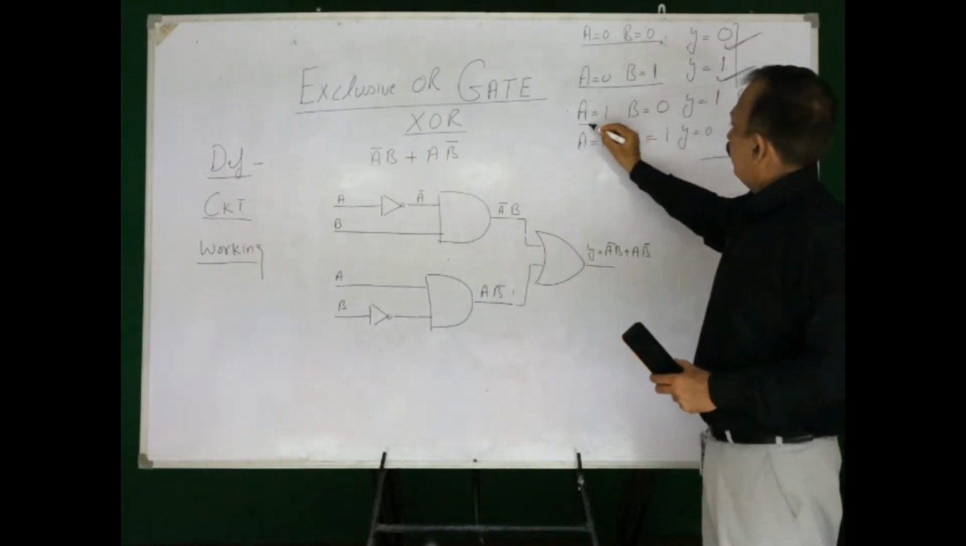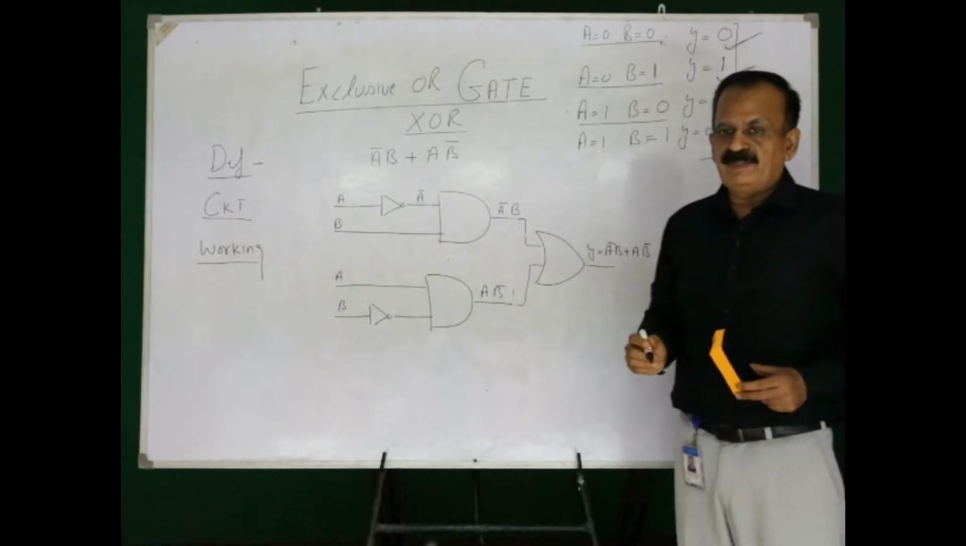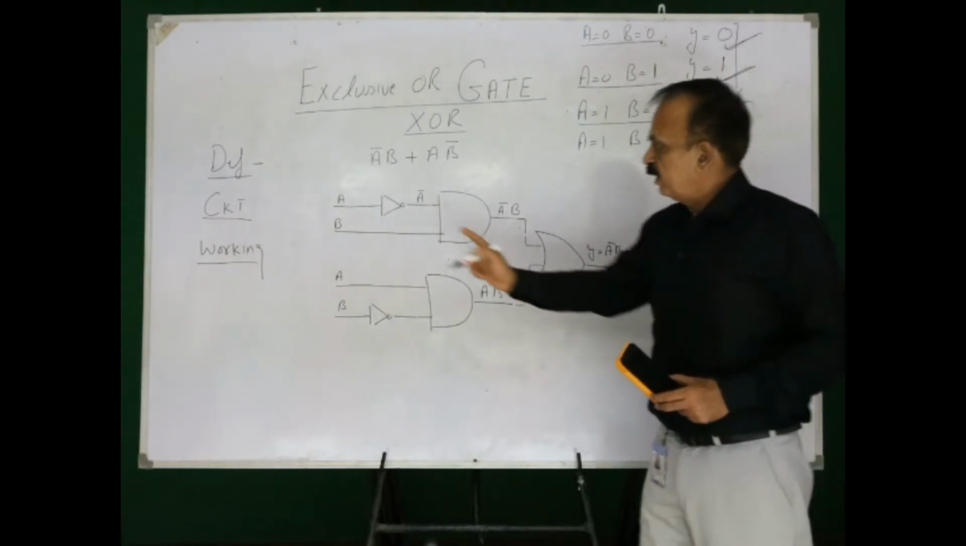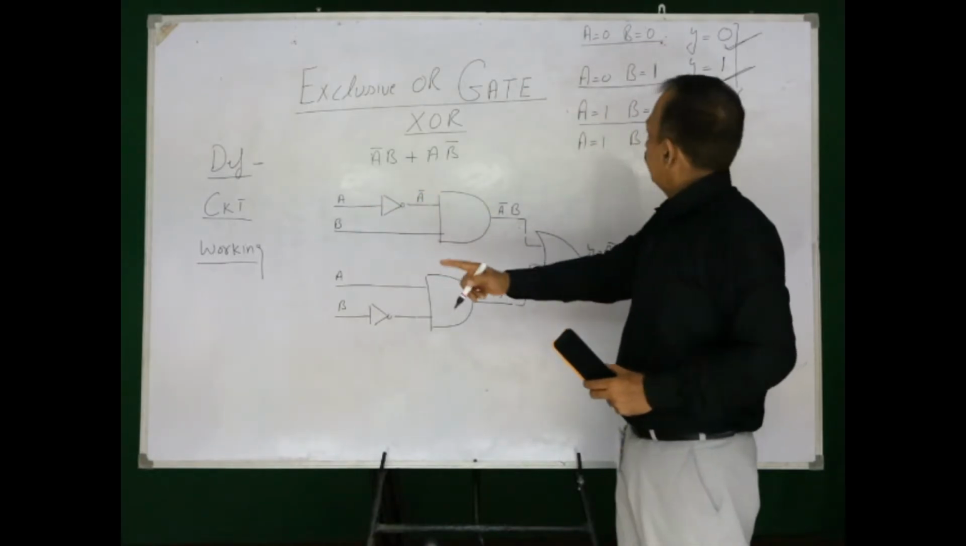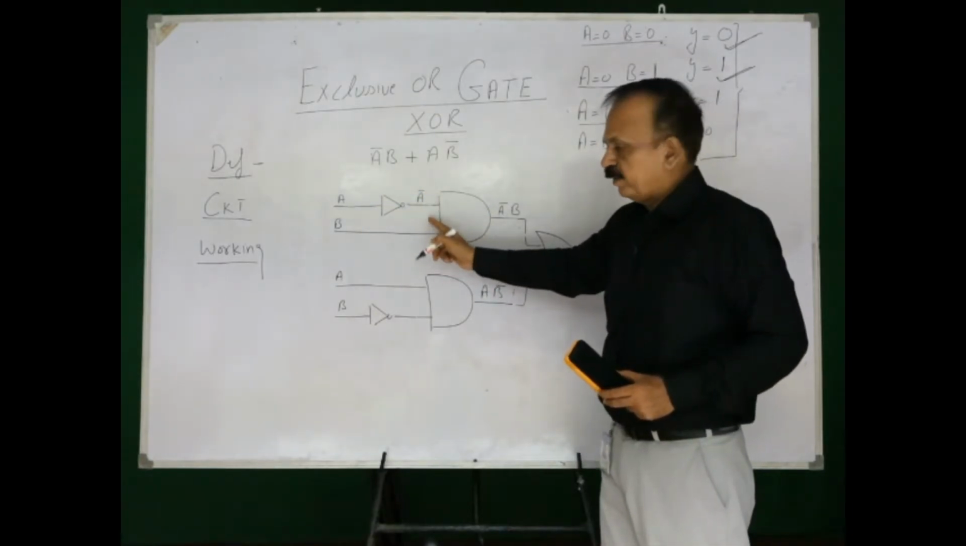The third one, A is equal to 1 and B is equal to 0. Now since A is equal to 1, A bar will be equal to 0, B is 0, now both will be 0.